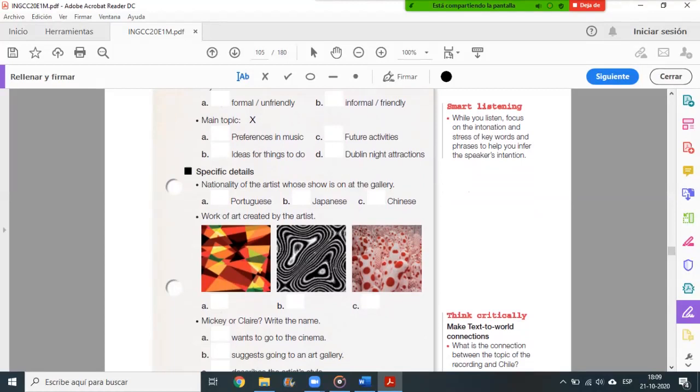Then, specific details, detalle específico. The nationality of the artist, whose show is on the gallery. Nationality of the artist, Portuguese, Japanese, or Chinese. You also please mark with an X. Marcar con una X, ¿cierto? De acuerdo a lo que escuchan. Then, it says, work of art created by the artist. Here you have to write the style, you know? A, el estilo. B, style. C, the name of the picture.